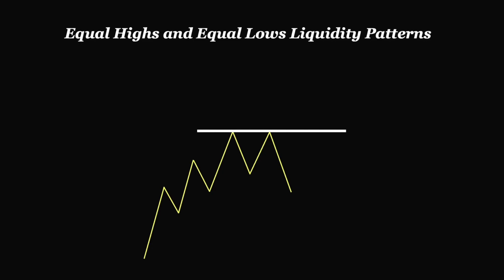Let's start with one of the most common liquidity patterns, equal highs and equal lows. Equal highs occur when the price reaches the same peak twice without breaking through, forming what retail traders see as a strong resistance level. This creates a horizontal line that traders interpret as a clear signal to place sell orders just below these highs, with stop losses placed right above, expecting the price to fall after retesting this resistance.